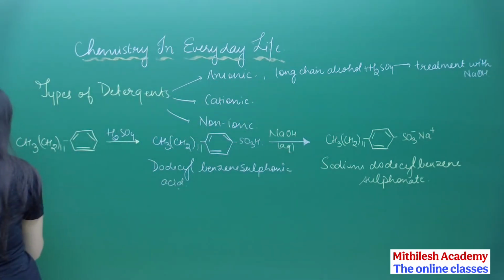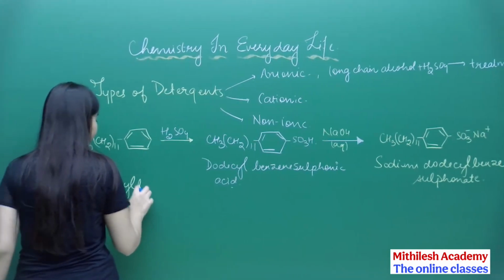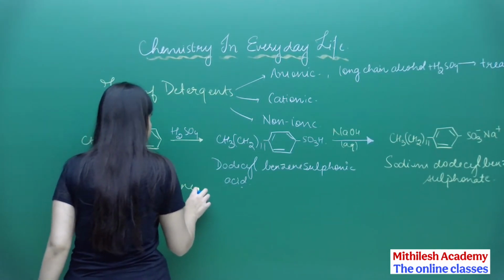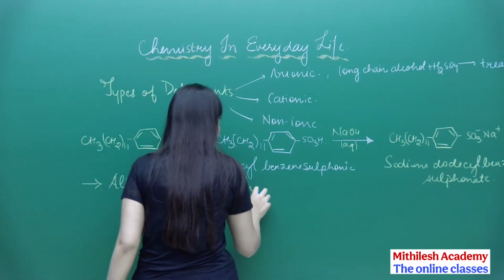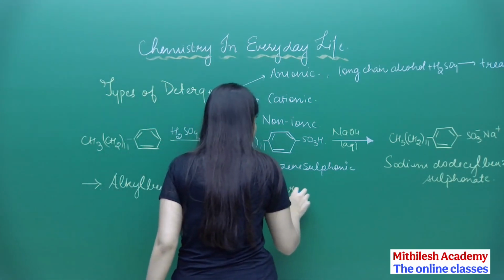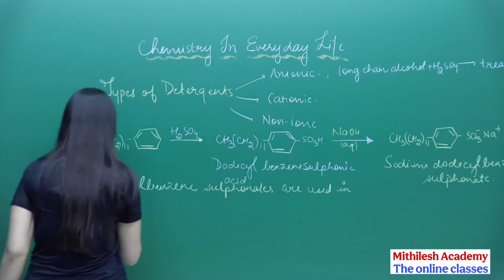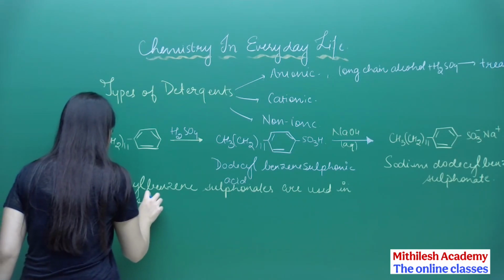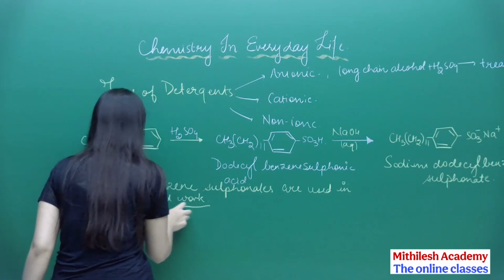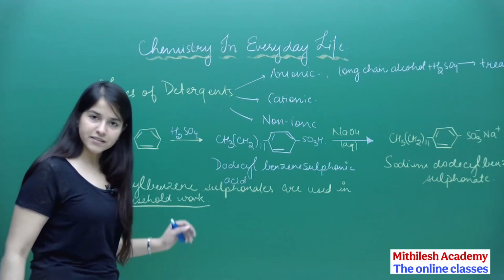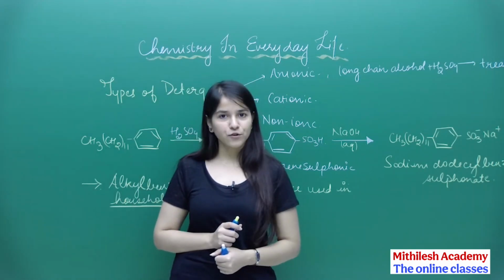So let me just write up the use for that. Such kind of alkyl benzene sulfonates are used in household work. So that is what it is. That is the use, the particular use of alkyl benzene sulfonates. So I hope you all have got this very well.